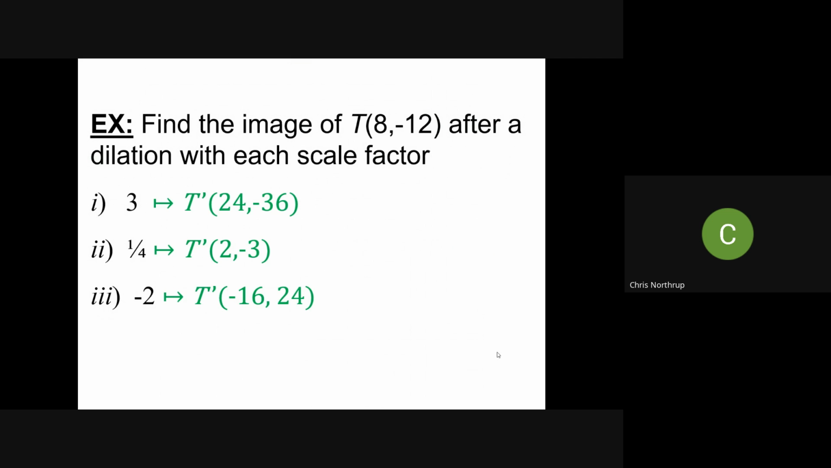And if it's -2, a negative scale factor, that's going to change the sign of both of them. So -16, +24. You should also notice a pattern when I have a negative scale factor. We'll see this in class when we start graphing these out. This should look a whole lot like another kind of reflection and another rotation that we've done before.